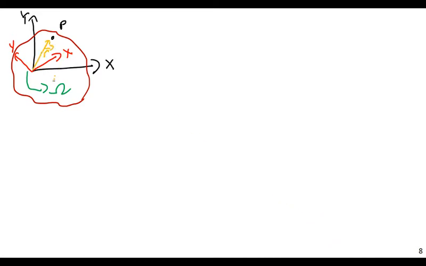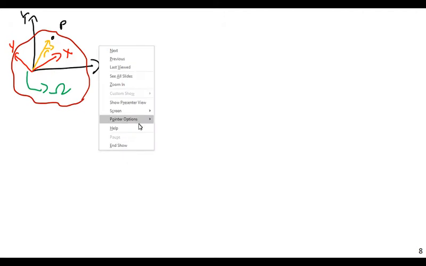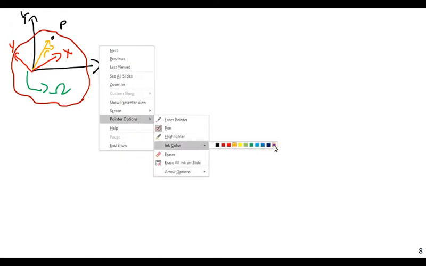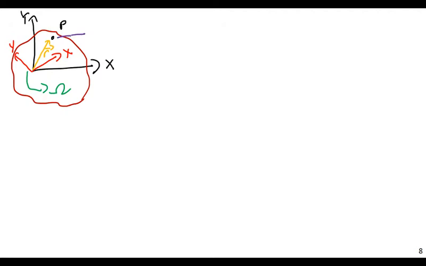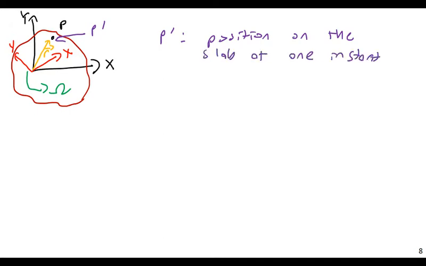Vector R from the origin, and it will have two velocities here. At that point, we have a few velocities interplaying. This is going to be P prime, and again, P prime is the position on the slab at one instant.